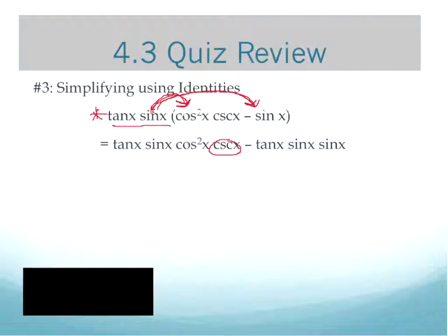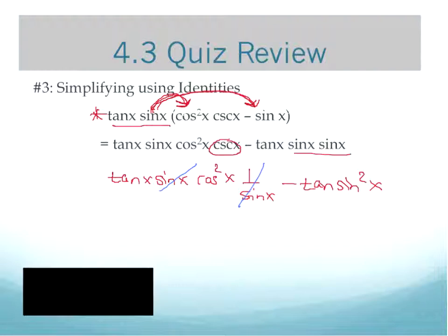From here, let's replace what we know cosecant to be. So I'm going to have tan x sine x cosine squared x. Cosecant is the same as 1 over sine. And on this side, let's simplify sine x times sine x to say sine squared x. So on the left, do we see anything that I can simplify a little bit further? You should be saying a sine x times 1 over sine x will go away. So on the left, I have tan x cosine squared x. And on the right, I have tan x sine squared x.